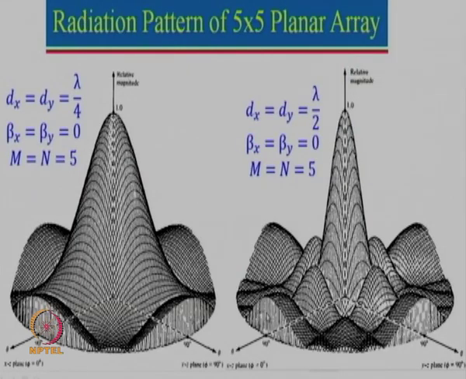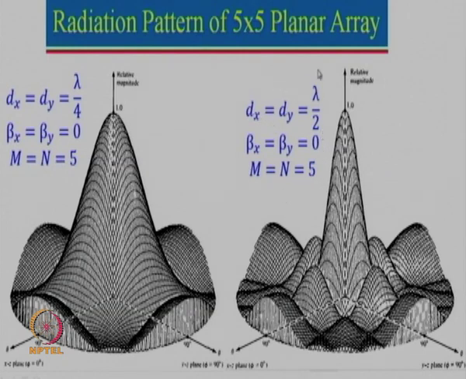So let us just take an example of a 5 by 5 planar array. So this is m equal to n equal to 5 because array size is 5 by 5, and beta x, beta y are given, they are equal to 0. So that means the beam maxima will be in the broadside direction. In the two cases which are shown over here, the distance between each element is lambda by 4 in one, and here the distance between each element is lambda by 2.